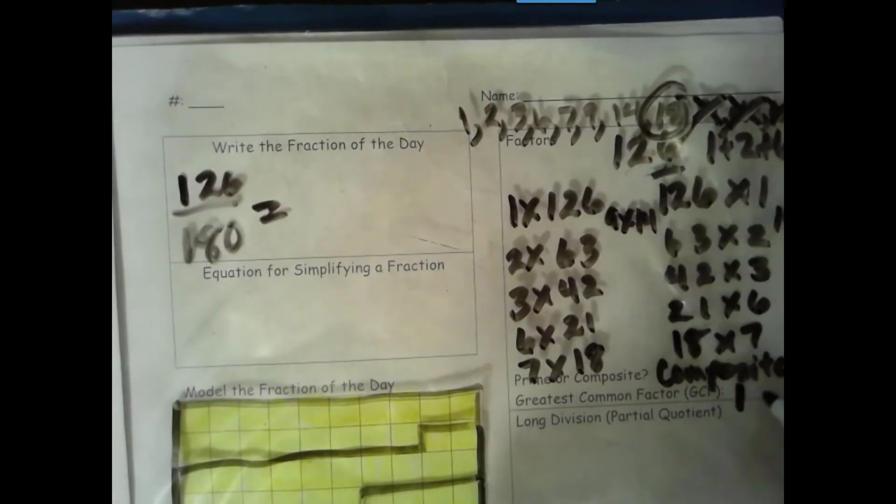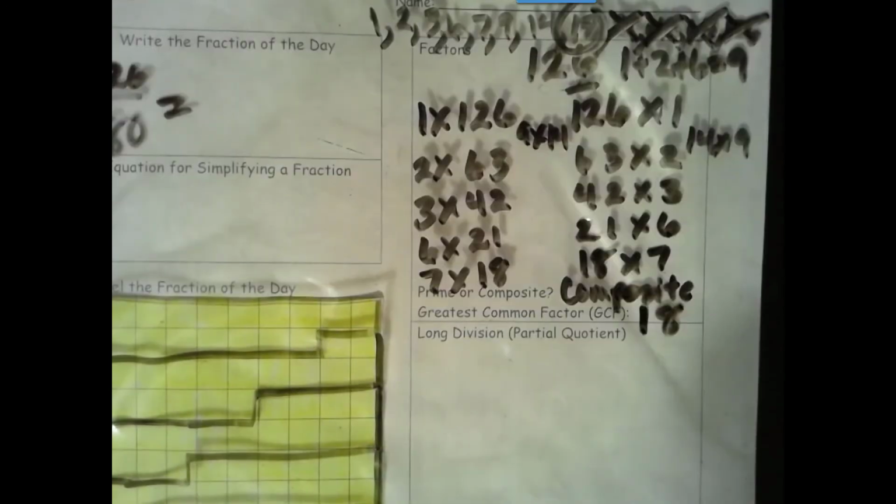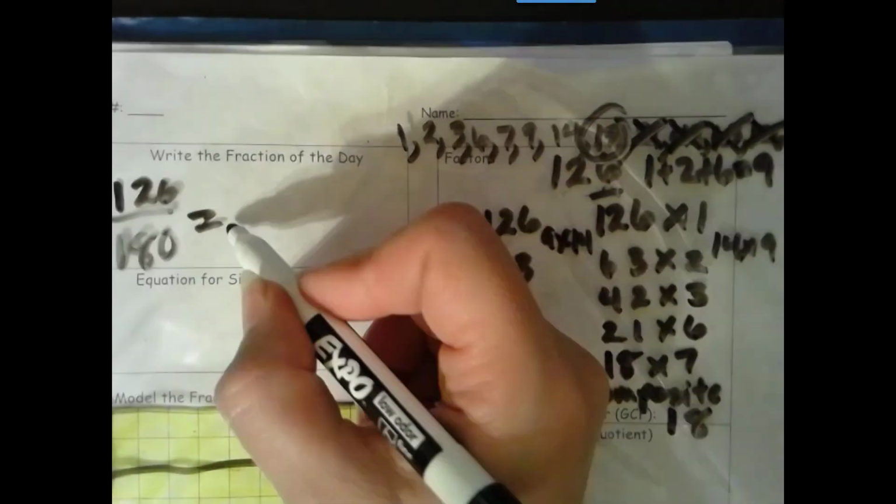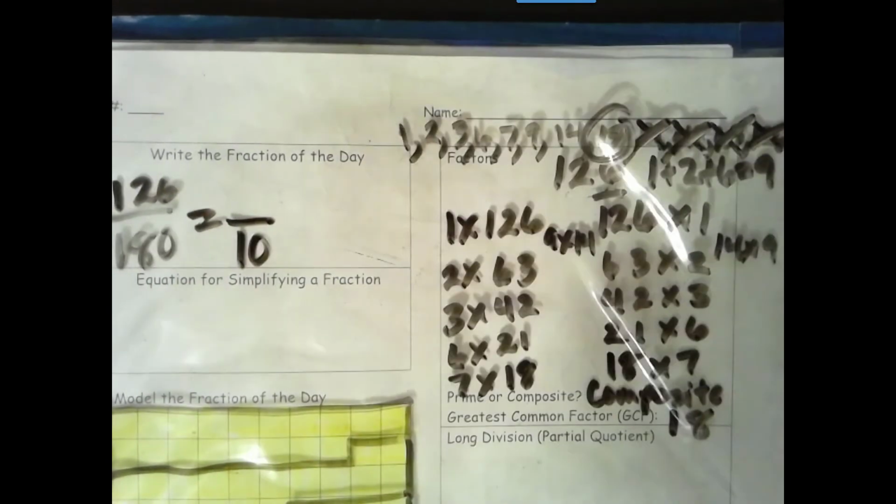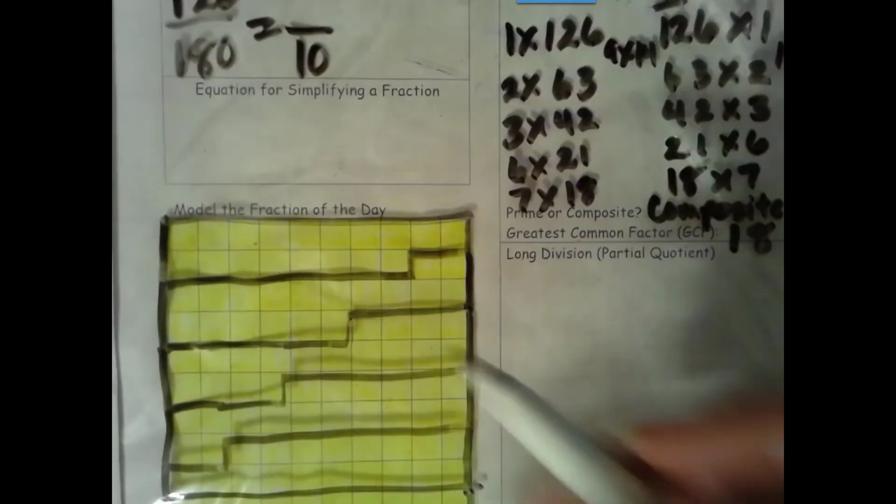It is 18. Okay, let's count up our total groups of 18. I have 1, 2, 3, 4, 5, 6, 7, 8, 9, 10 groups of 18. And I have 1, 2, 3, 4, 5, 6, 7 groups that are shaded in.